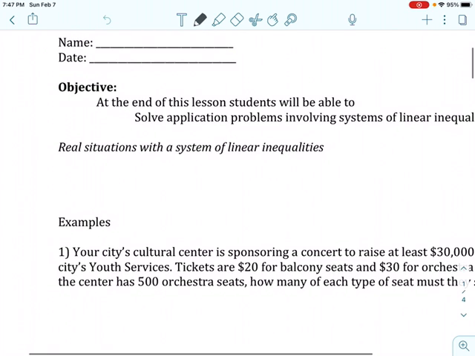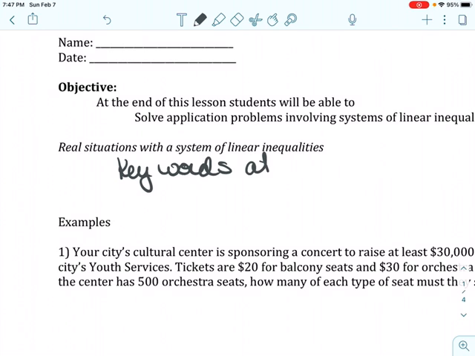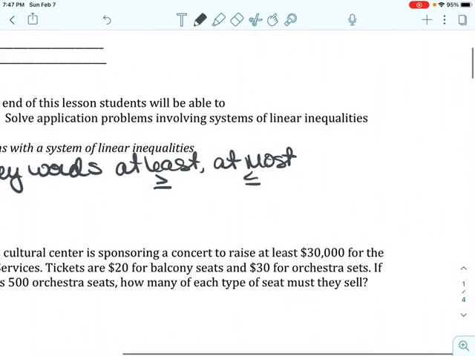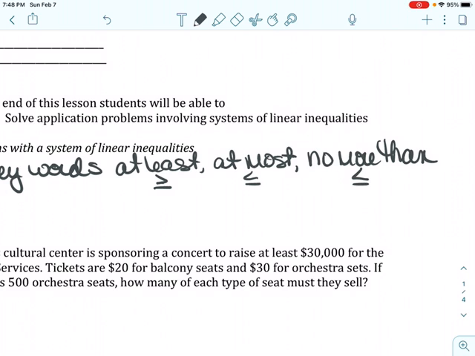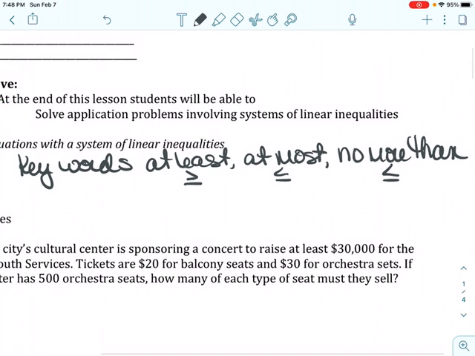So what we're going to want to look for is keywords such as at least or at most. Remember, at least is greater than or equal to, at most is less than or equal to. No more than, that's going to be our less than or equal to. Words along those lines, and we're definitely going to be highlighting those words as we read through these.